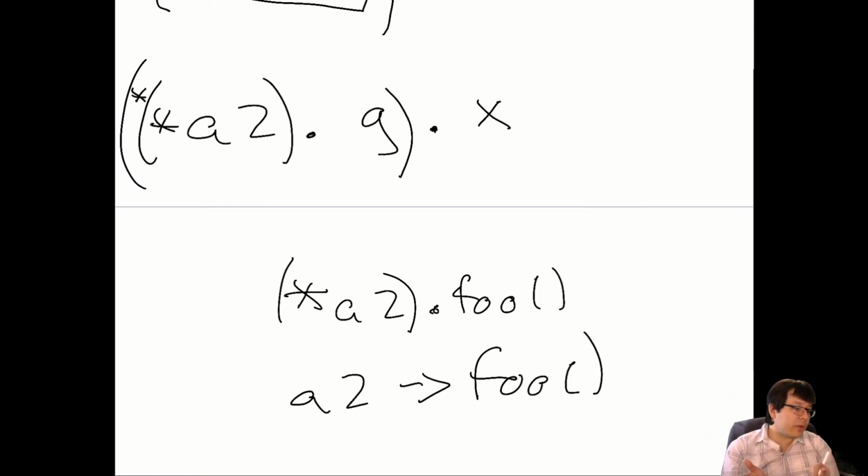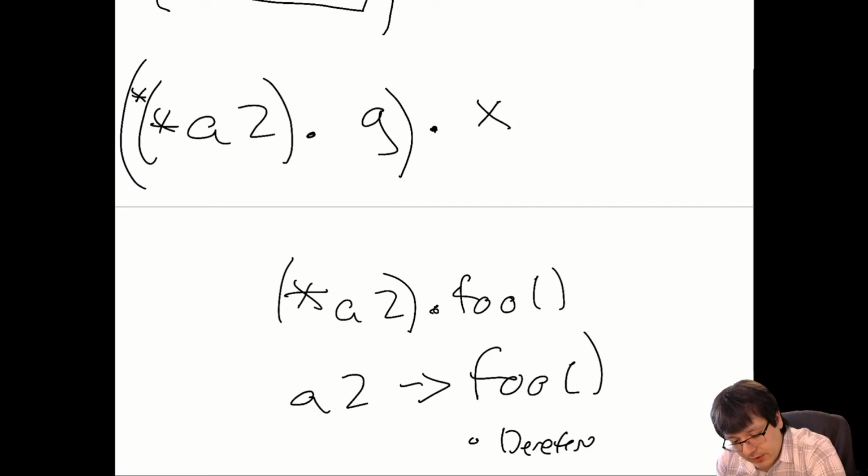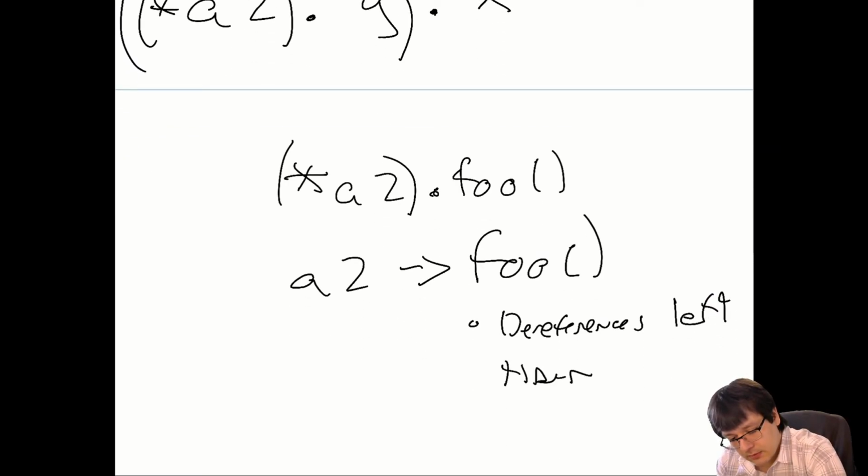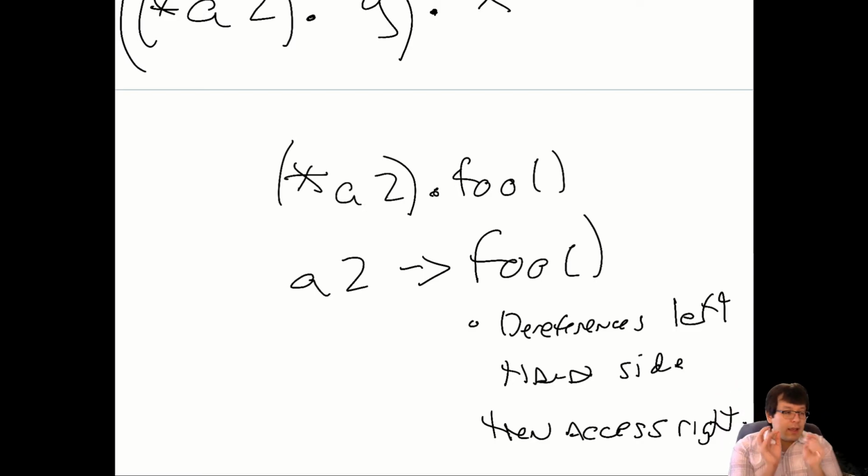Arrow operator to the rescue. Arrow operator ensures that there's dereferencing happening before accessing the member variable. So whenever you see the arrow, it's basically the equivalent of the above line, which does two things. It dereferences the left-hand side and then accesses the right. So it assumes that A2 is a pointer, dereferences that, and then goes to foo.